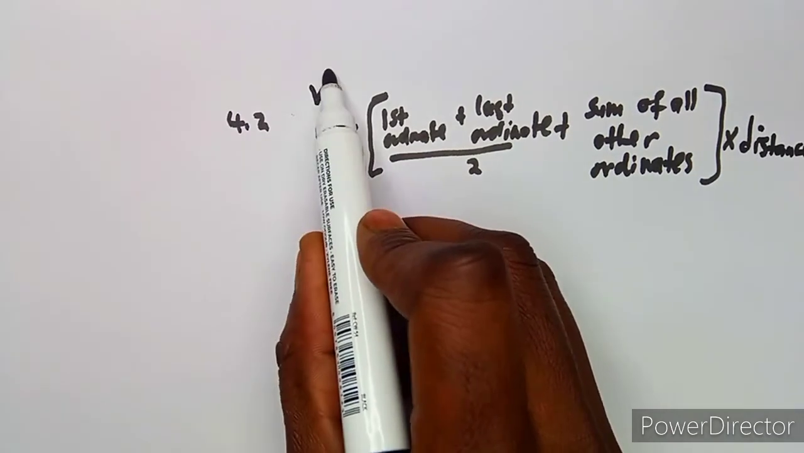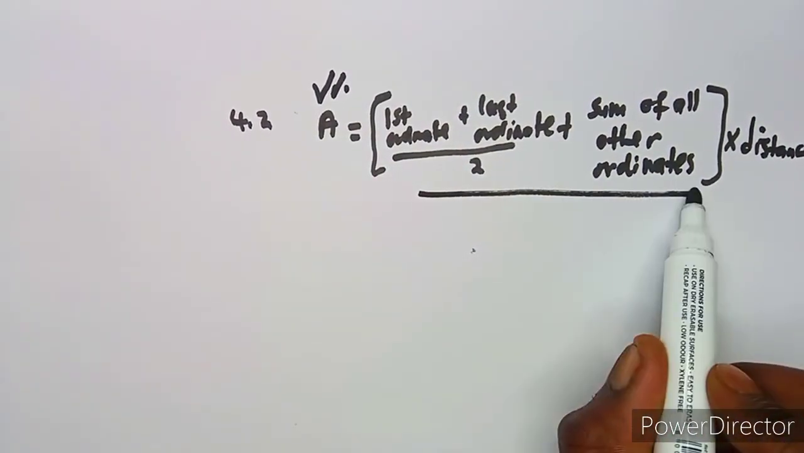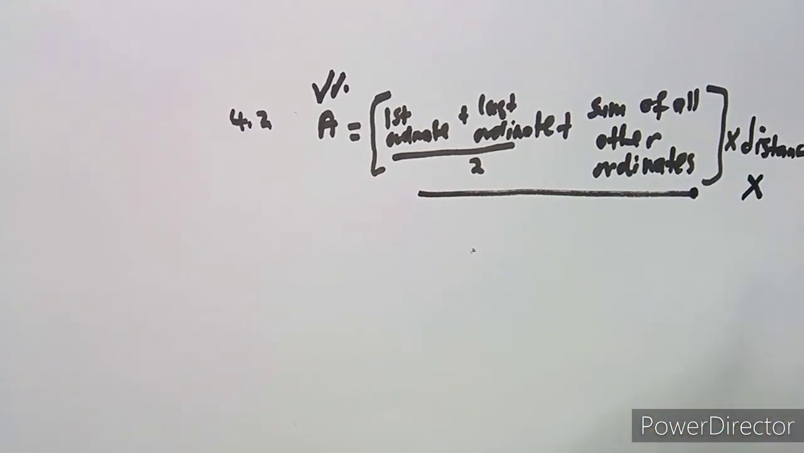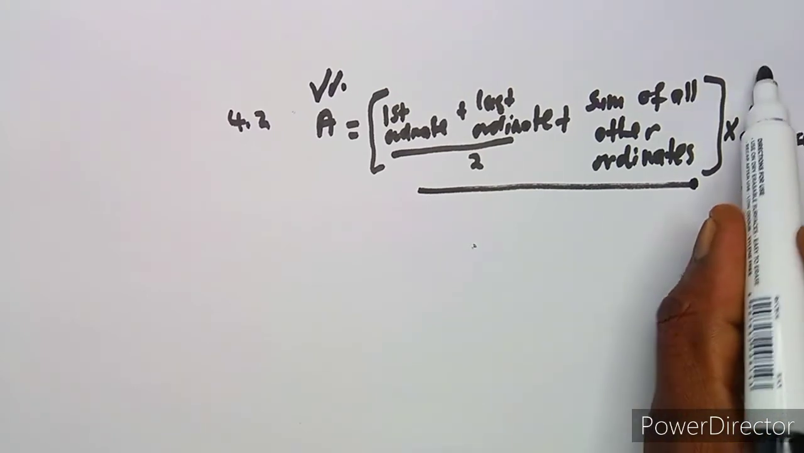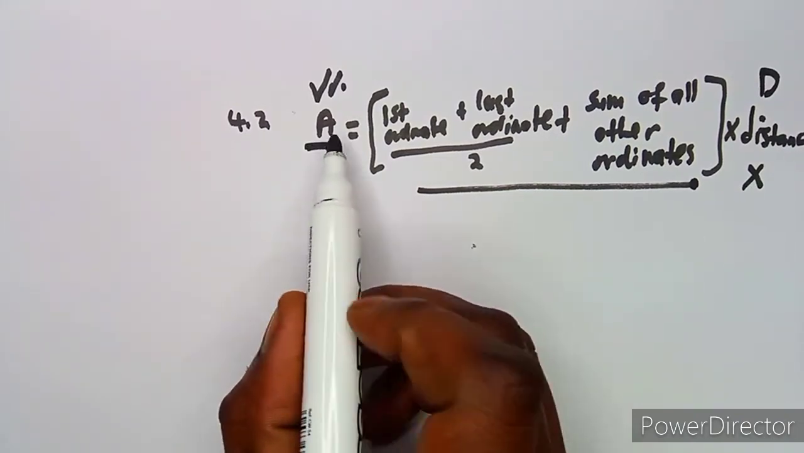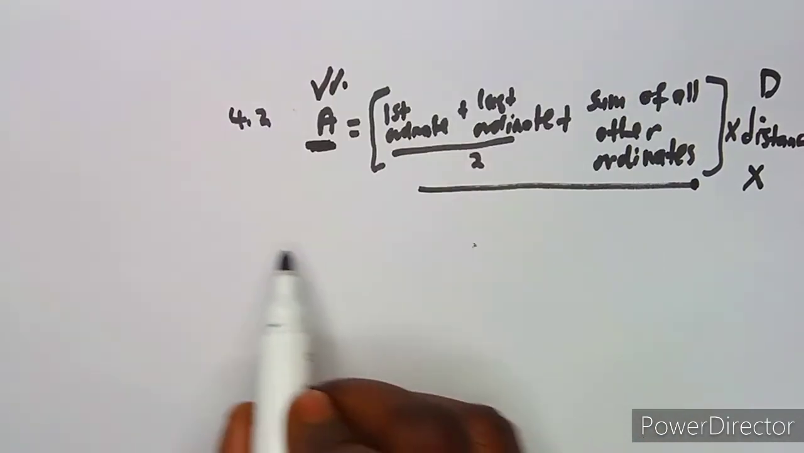So we are given this part this time, and this we can determine because we have got the ordinates, but we are not given this. So we are going to just put this as a D. Not to confuse you, let's just insert our values. Since the area is there, let's write our area. This is our area, 18,960.